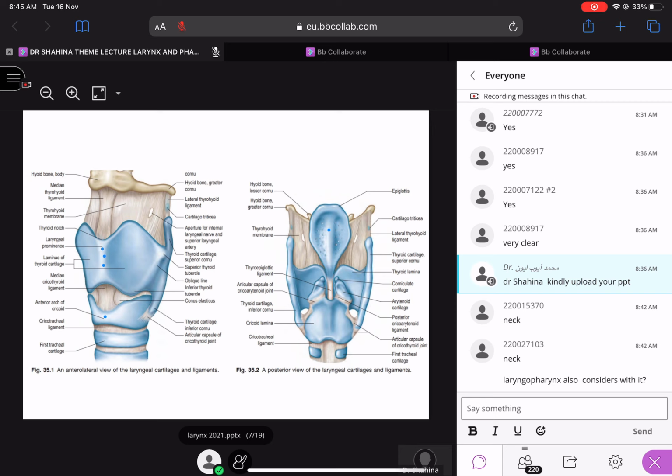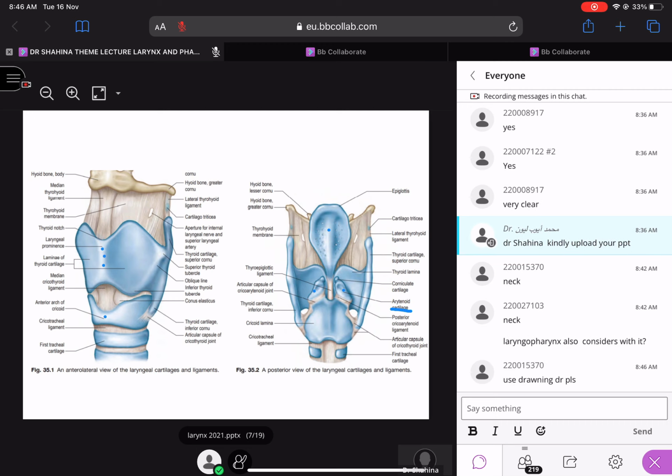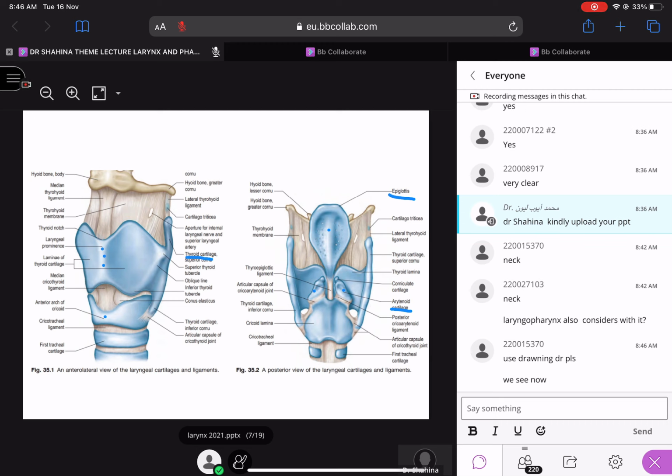You have another cartilage, the paired one. This is the arytenoid cartilage. The unpaired you have seen: the epiglottis, the thyroid, and the cricoid. This is the thyroid, this line I put is the cricoid cartilage, and this is the epiglottis. So these are the unpaired cartilages present in the midline.